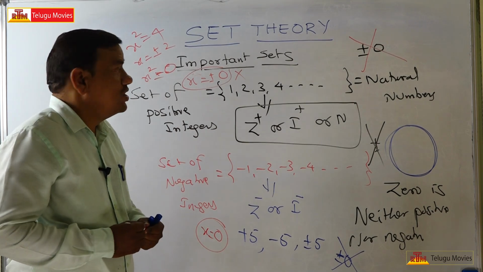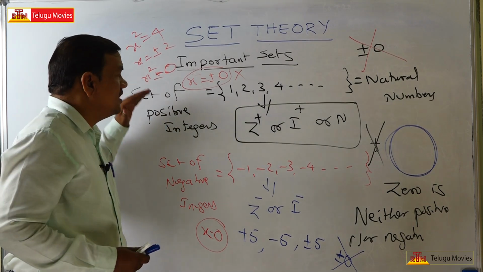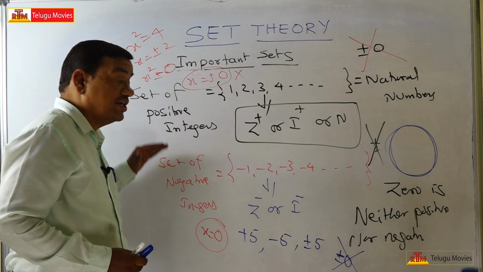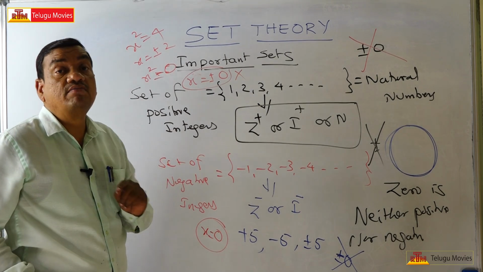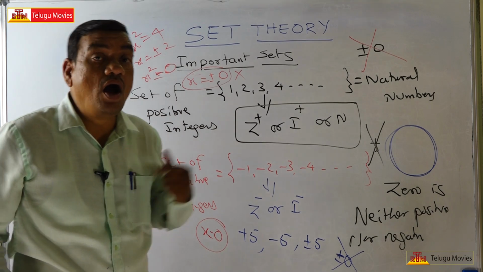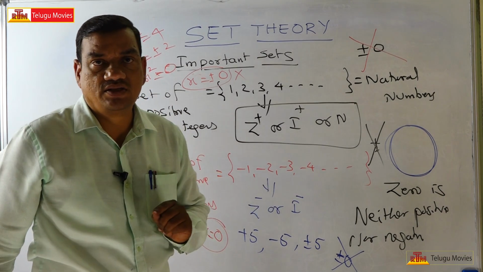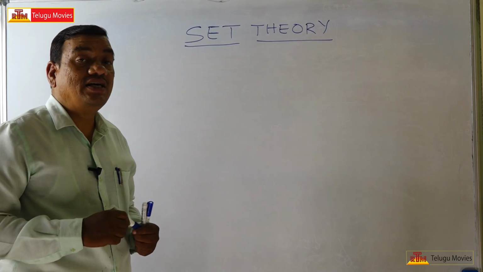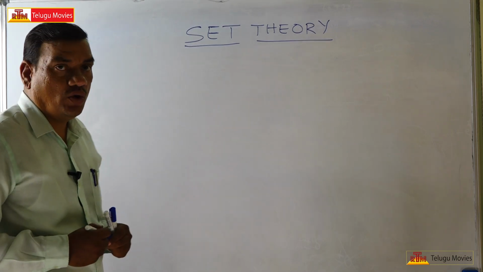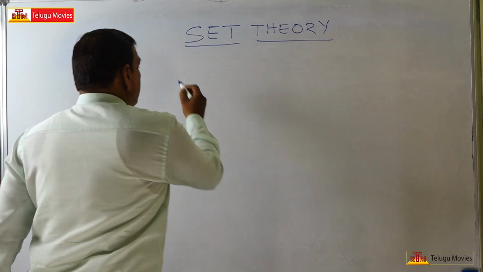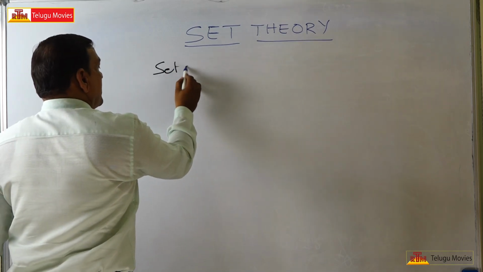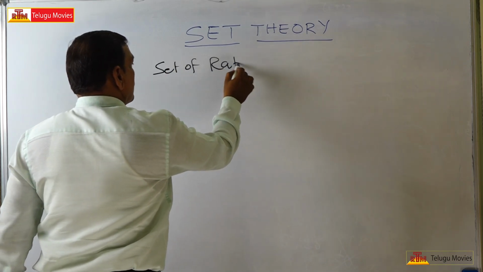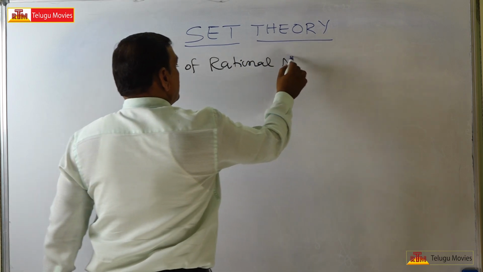Understand this? Okay. So after learning these positive integers and negative integers, there are some numbers which are not integers. Let us see those numbers. Now I am going to explain a set which is not integers. So what is that set? Set of rational numbers.